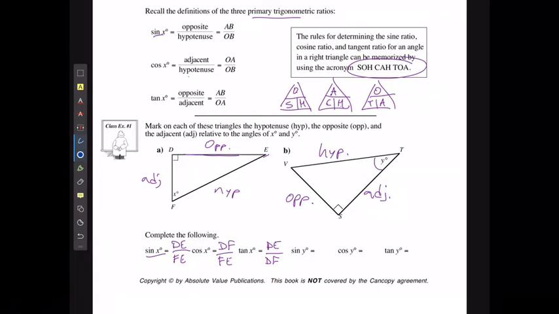For the second case, sine of y is going to be the opposite, SV, divided by the hypotenuse, VT. Cos is going to be the adjacent, ST, divided by the hypotenuse, VT. And tan is going to be the opposite, SV, divided by the adjacent, ST.